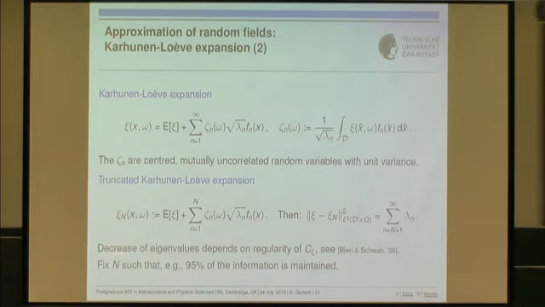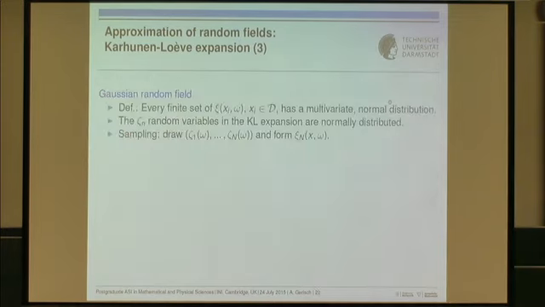And the decrease of the eigenvalues depends on the regularity of your correlation function. And you normally fix N such that 95% of the eigenvalues are contained. Well, you try to fix N so that 95% of the information is maintained. So you look at the sum of the eigenvalues which you have, you compute some more and see if this changes significantly, and make some estimates.